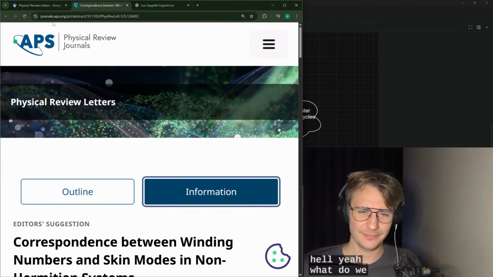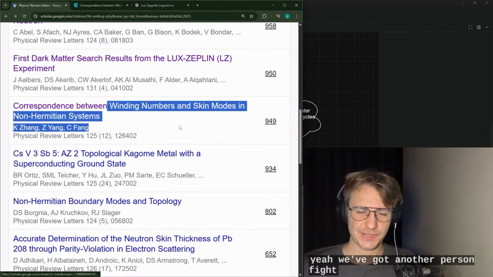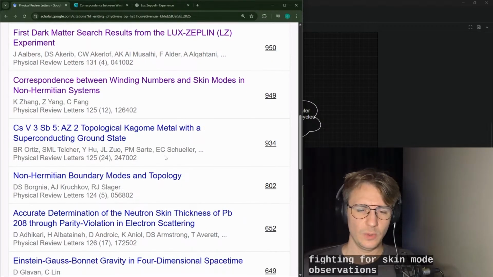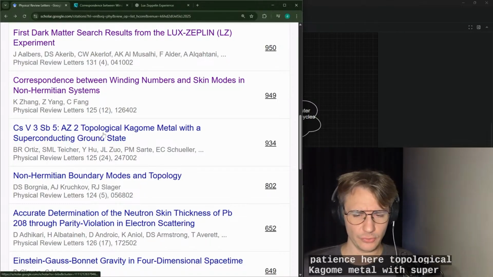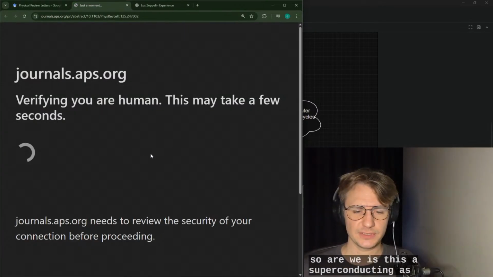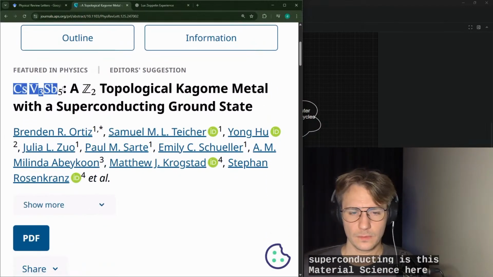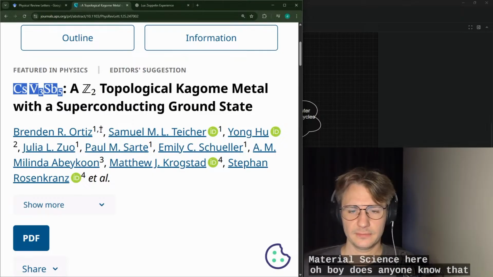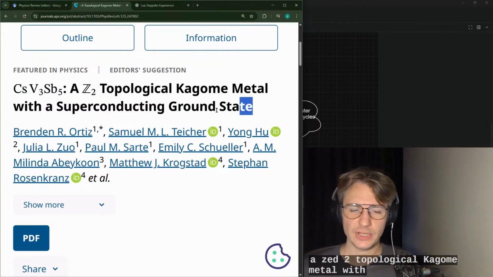What do we got here? We've got another person fighting for skin mode observations. We've got 934 citations here. Topological Kagome metal with superconducting ground state. So is this superconducting? Is this material science here? Oh boy, does anyone know that? A Z2 topological Kagome metal with a superconducting ground state.